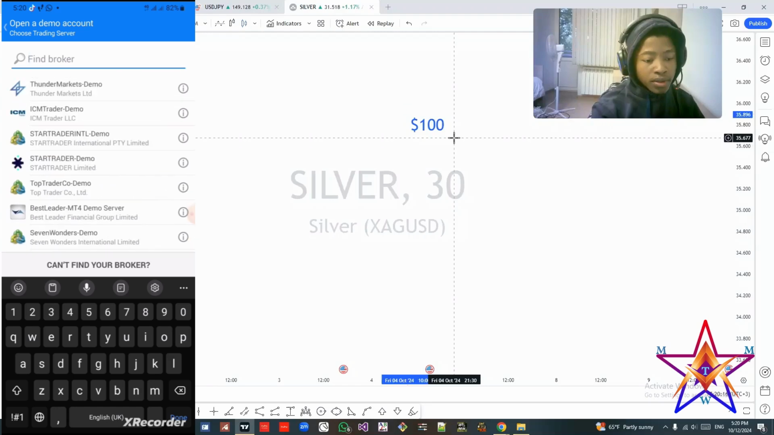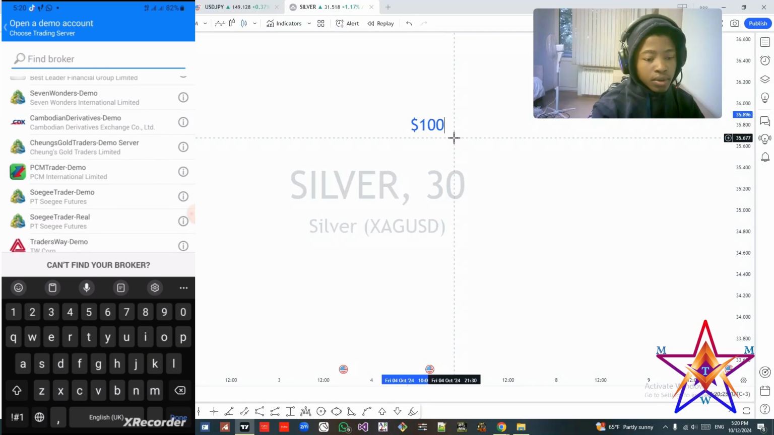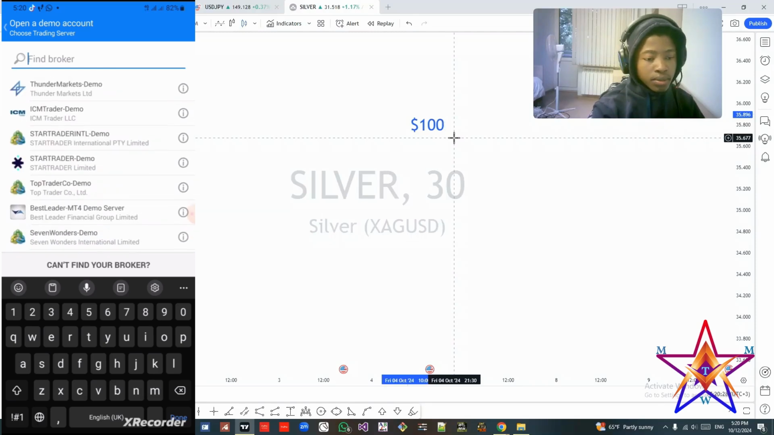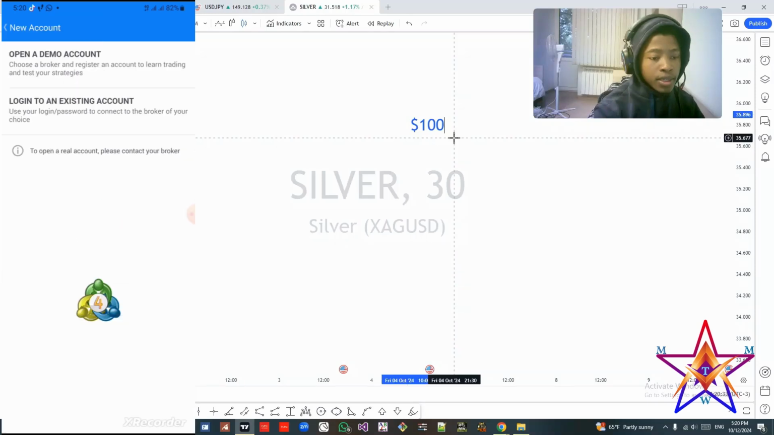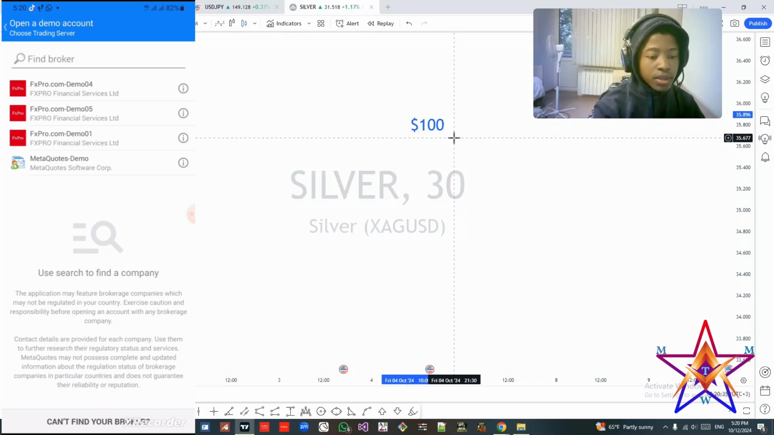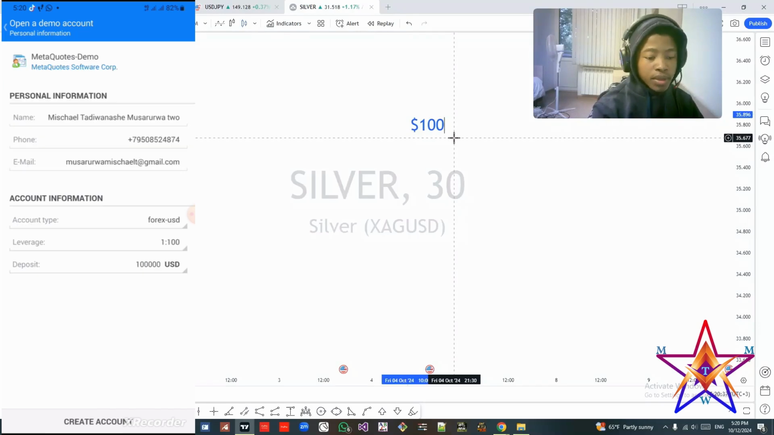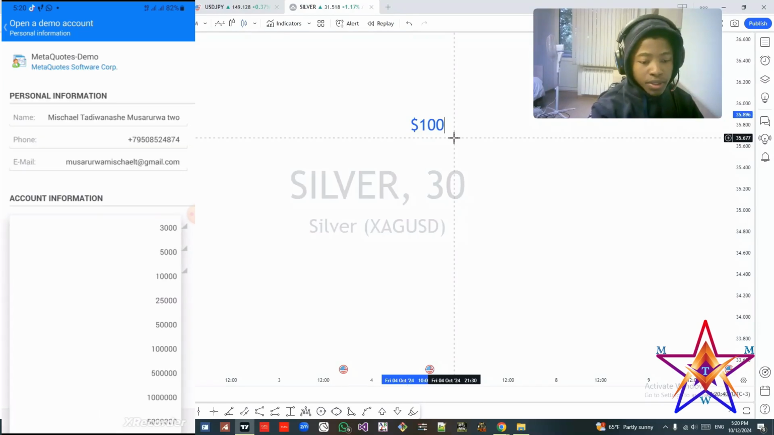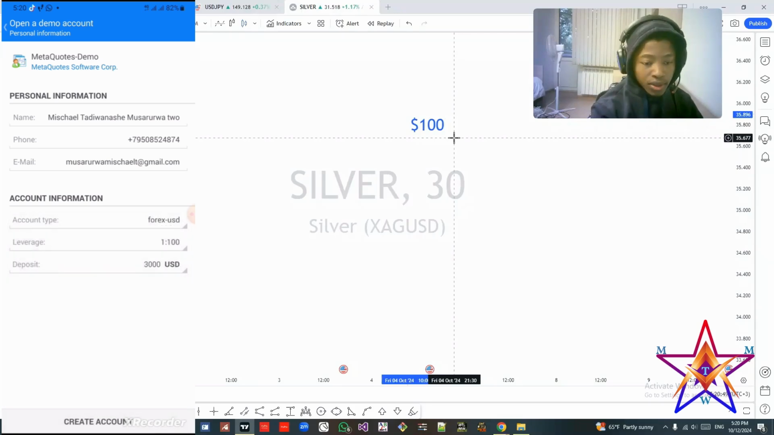MT5. I'm just going to open a new demo account with MetaQuotes. And then the minimum deposit available, this is what I don't like, 3k. No one can deposit a minimum deposit of 3k. But let's just use the one that is there.